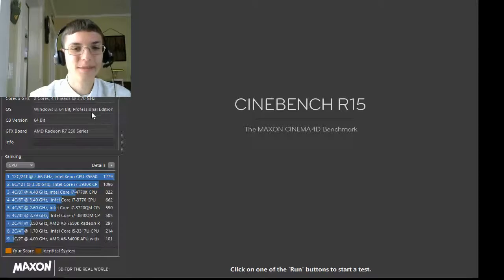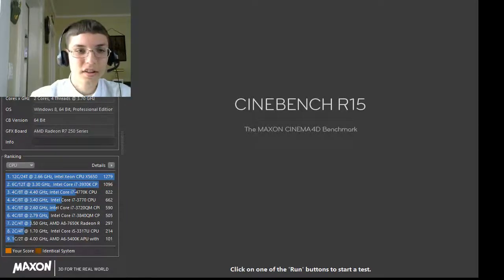So yeah, you have your OpenGL, which is your video card, and your CPU. I think this is the newest version of Cinebench. I think R15 is the newest one. I'm not sure.